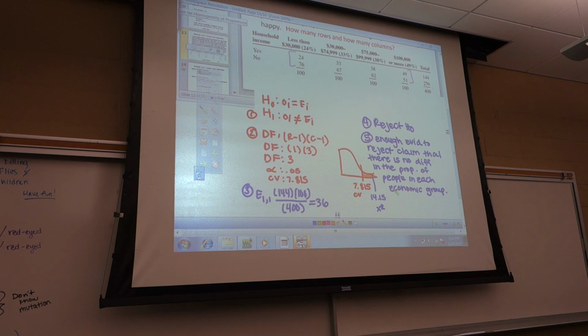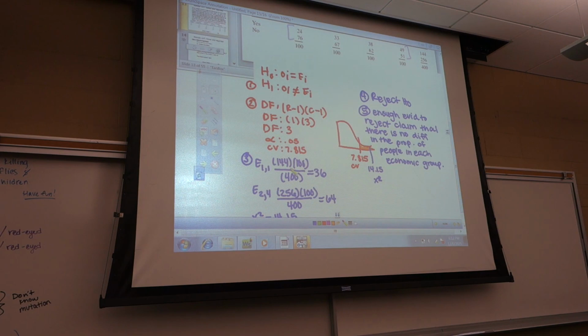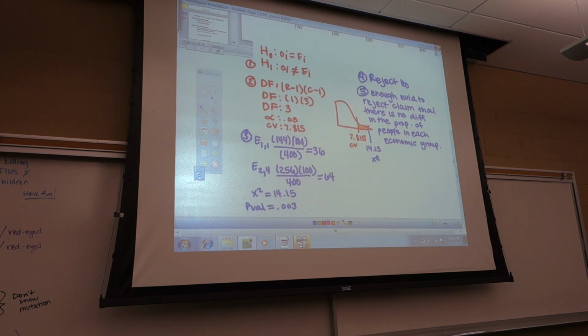Just to show that you know what you're doing, you have to calculate the first point, which is going to be 24, and the last one, which is 51, so E11 and E24. You get the row total and the column total divided by the total of all the data. That's how you get 36.64. After you put it in your calculator matrix, you should get chi-squared, sorry, is 14.15. After that, you can conclude that you're going to reject H0. So you have enough evidence to reject the claim that there's no difference in the proportion of people in each economic group.